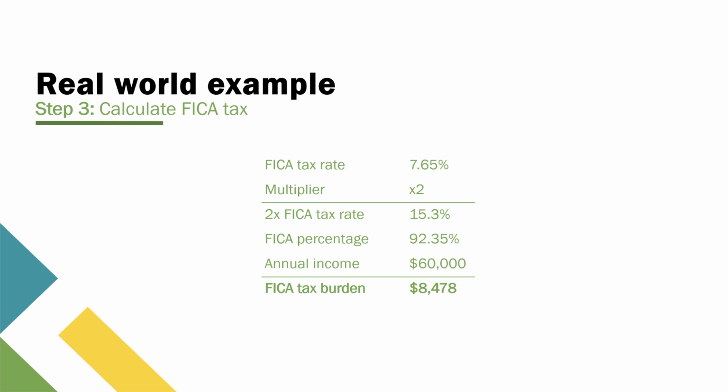Now, a common error I see is people forget to actually apply a FICA percentage. So you're actually able to take only 92.35% of the FICA tax, right? If you notice, 100% minus 7.65 is 92.35. The IRS lets you deduct half of that. And so you actually only have to consider 92.35% of your net income when calculating the FICA tax. And so if you multiply 15.3% times 92.35% times $60,000, you get $8,478. So that's the amount of FICA tax that we're going to have to pay.